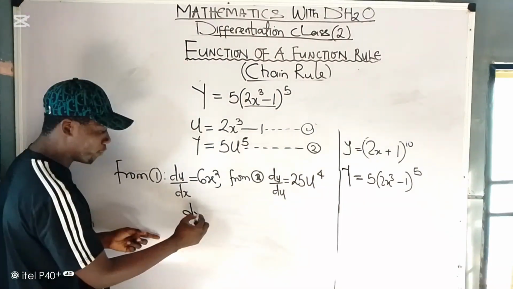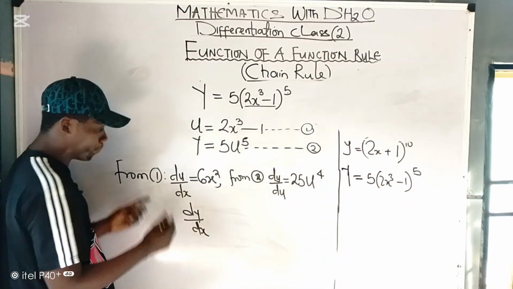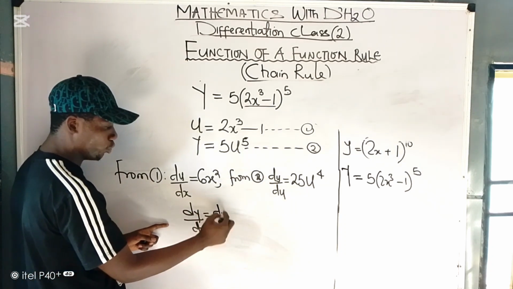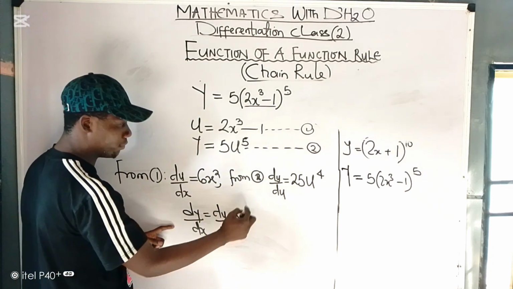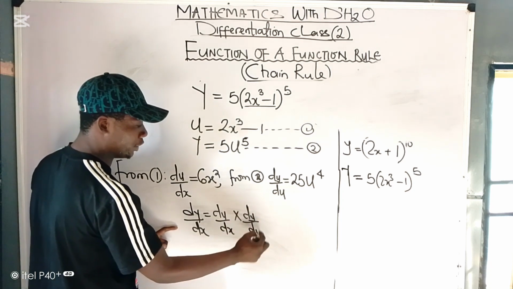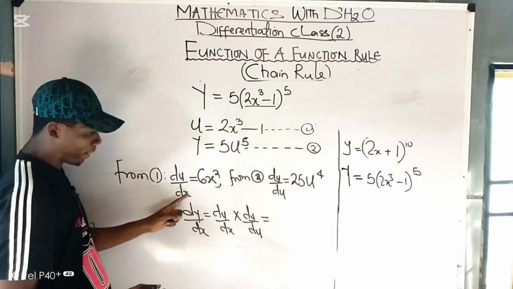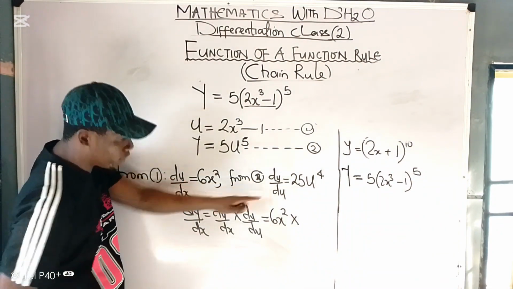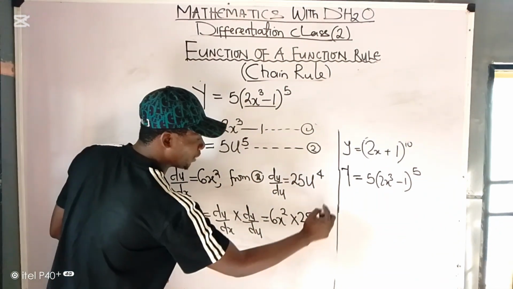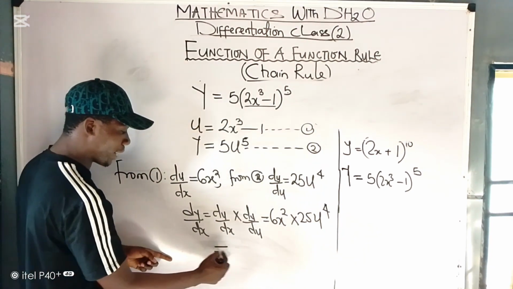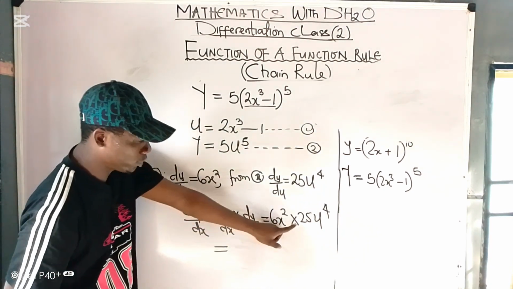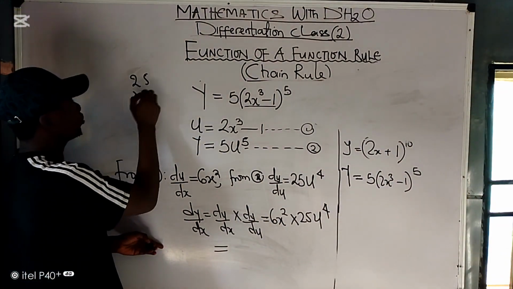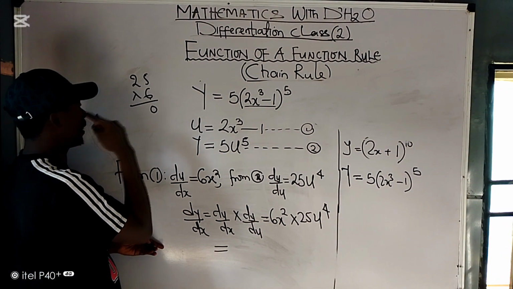Now, our dy over dx that we are told to find is a product of du over dx times dy over du. So that will give us du over dx times dy over du. Let's do that quickly. What's du over dx? Yeah, 6x squared times dy over du is what? 25u raised to the power of 4. So what would that give us now? 6x squared times 25u raised to the power of 4. 6 times 25, 25 times 6, 30, put down 0, carry 3.